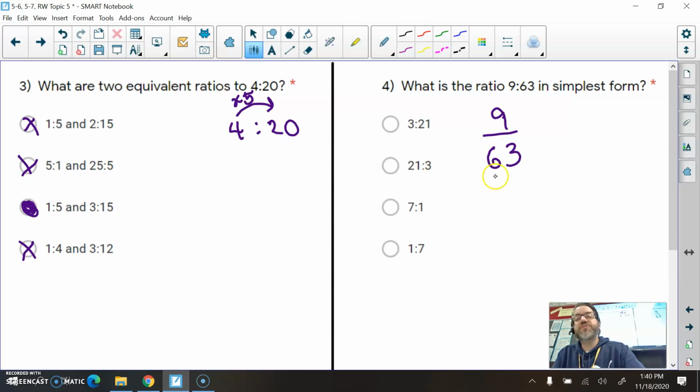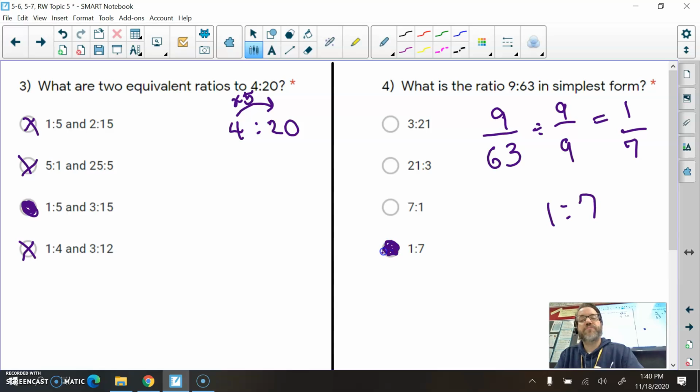Is there anything that goes into both 9 and 63? Actually, we can divide them both by 9. And when we do that, 9 divided by 9 is 1. 63 divided by 9 is 7. So we have a ratio of 1 to 7, which can be written with a colon. That's this option right here. Okay, so there's number 4.